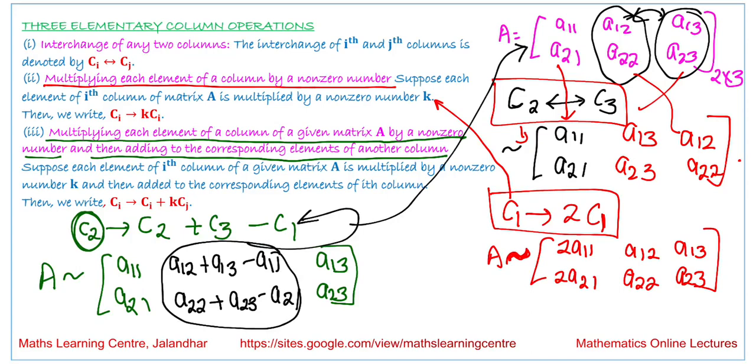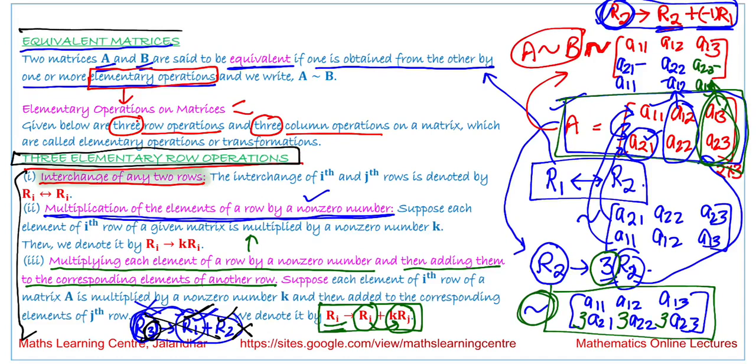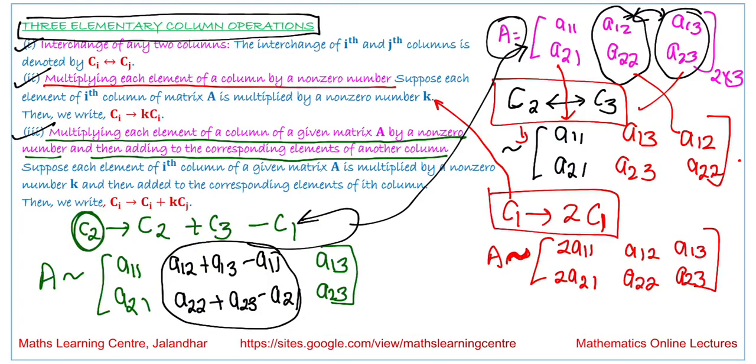So these are the three elementary column operations, and these are the three elementary row operations. The matrices obtained by these elementary operations are called the equivalent matrices. So we are saying the matrix A and all these matrices are equivalent to each other.